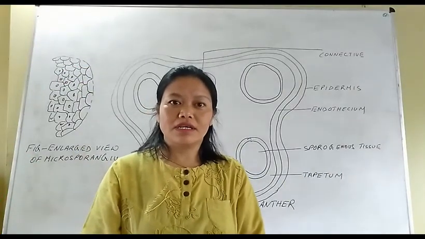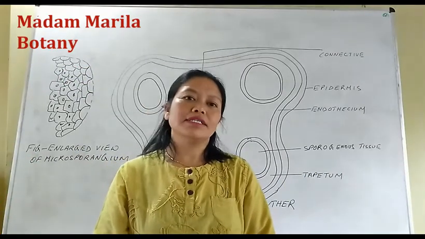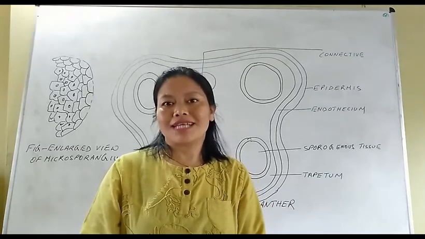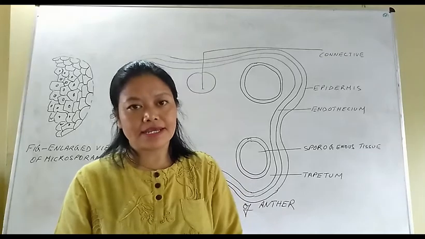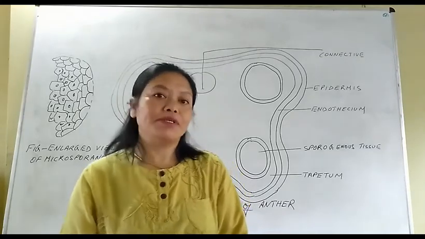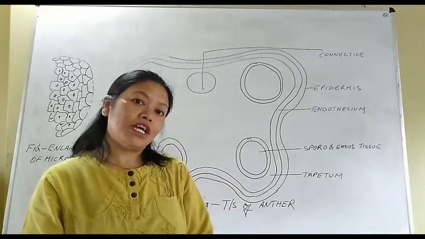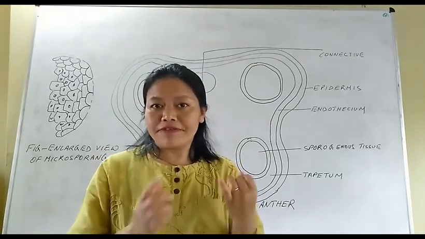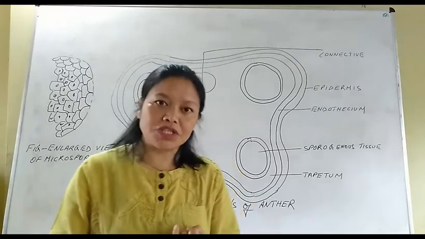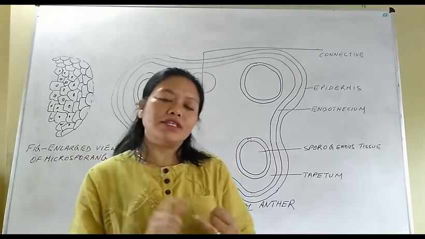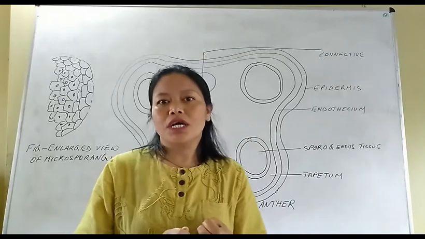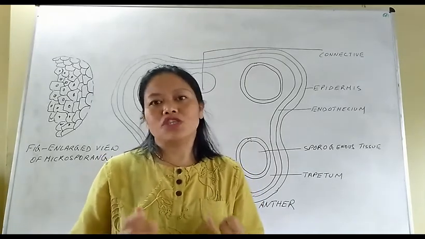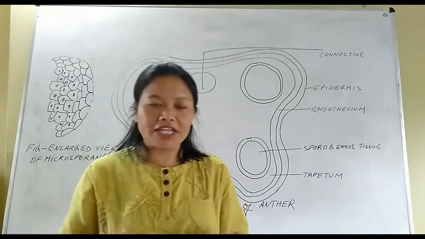Good morning, students. Today I'm going to take your class and start with chapter 2. It's all about sexual reproduction in flowering plants, and under this chapter you are going to study pre-fertilization, the structures and events. Then you are going to study fertilization, post-fertilization, the structures and events, pollinations.